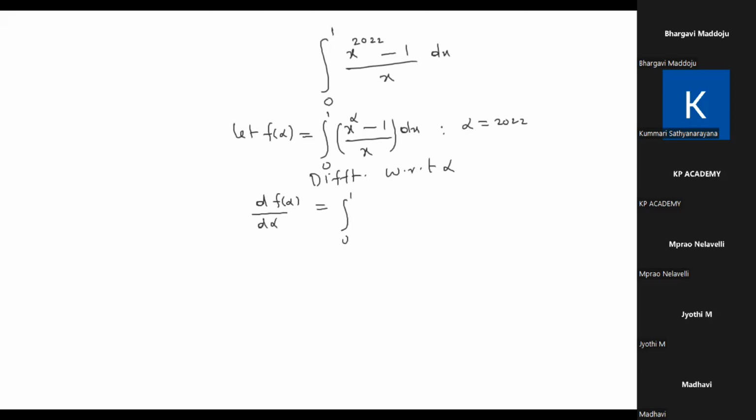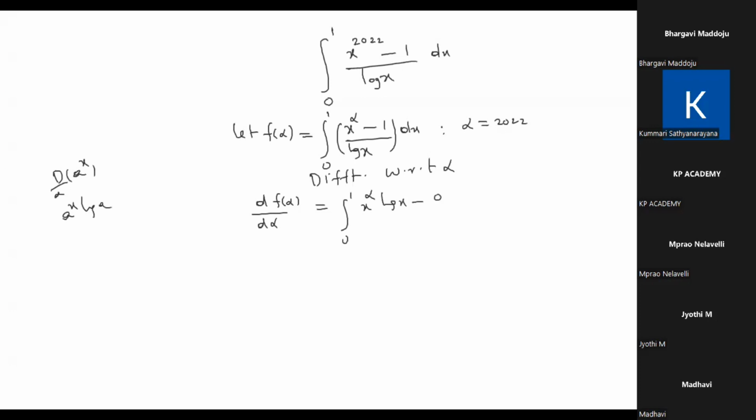X power alpha, derivative with respect to alpha. Sorry, this is a log x question: (x power 2022 minus 1) by log x. So you differentiate with respect to this. What is the derivative of x power alpha with respect to alpha? See, the derivative of a power x with respect to x is a power x log a. Same here with respect to alpha. So x power alpha log x.